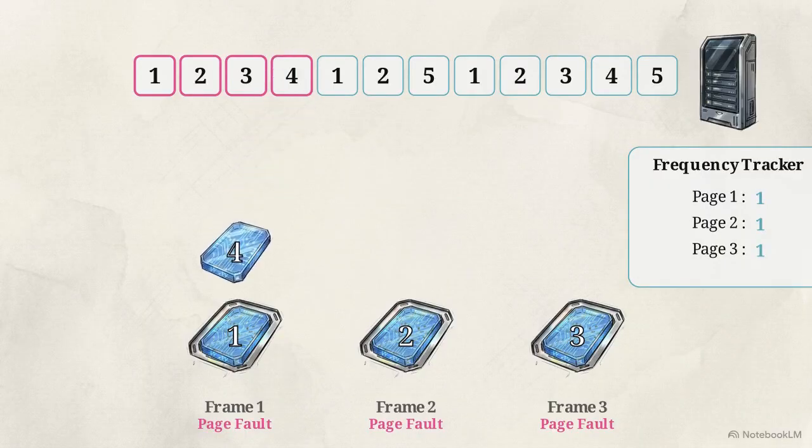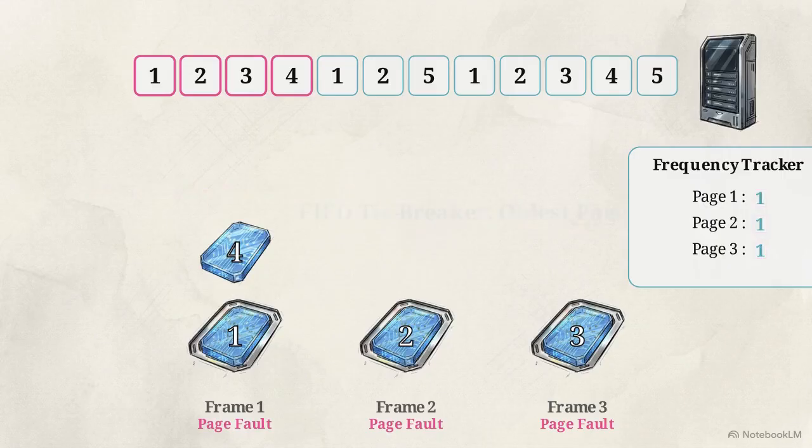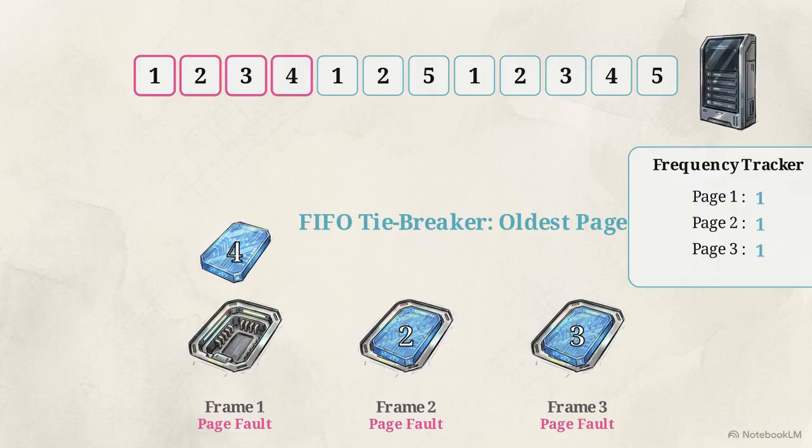We pause the execution at step 4, where the system requests page 4. All 3 memory frames are now full. A page must be evicted. Checking the frequency tracker, pages 1, 2, and 3 all have an identical access frequency of 1. This 3-way mathematical collision triggers the secondary rule. The standard protocol for LFU ties is a first-in, first-out tiebreaker. The system looks for the oldest resident page. Page 1 entered the frames first, so it is evicted and replaced by page 4.